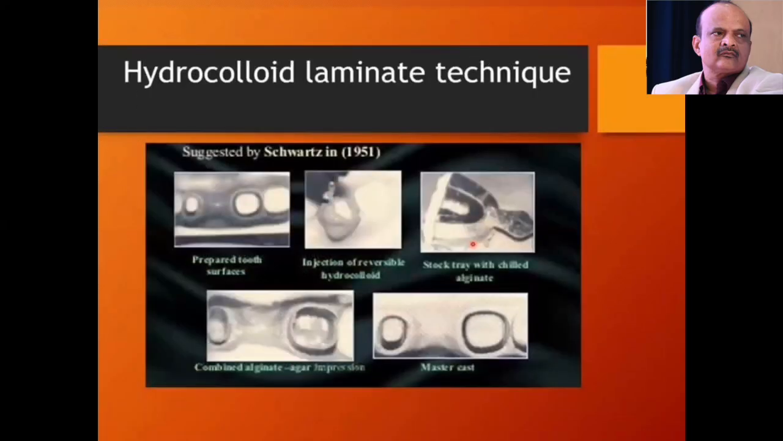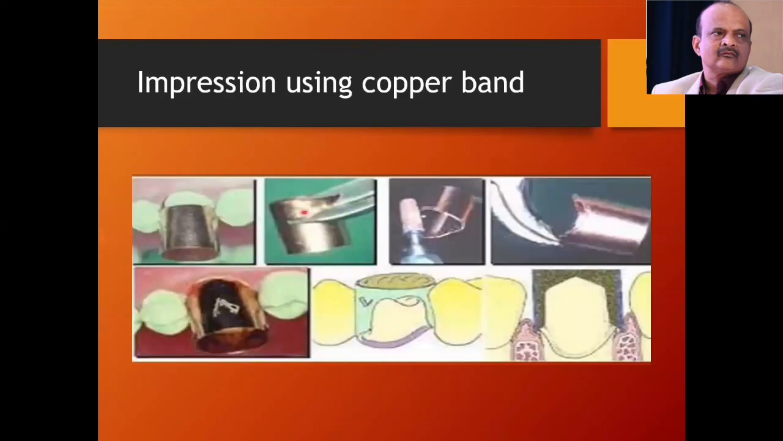Hydrocolloid laminate technique. This was suggested by Schwarz in 1951, wherein the agar-agar gel was injected using a syringe around the prepared tooth and the finish line, and a cold alginate was mixed and loaded on the tray, and that was pressed diagonally onto the injected agar-agar. So the agar got gelled because of the cold alginate, and thus a good surface detail of the impression was obtained, but it is rarely used in the present scenario.